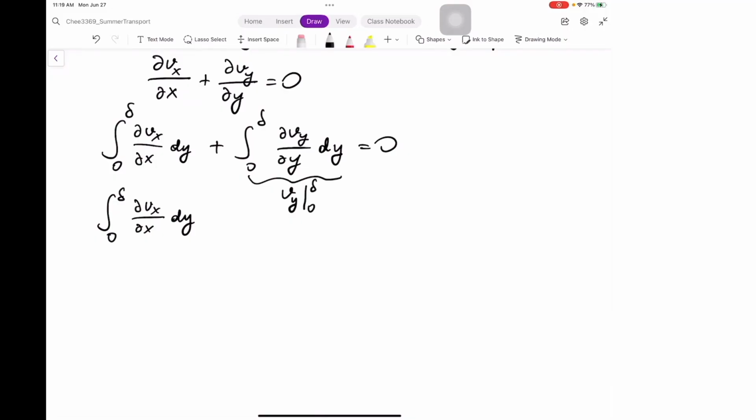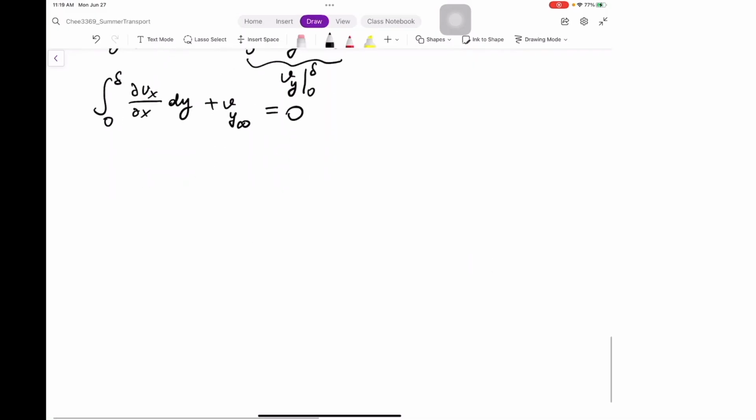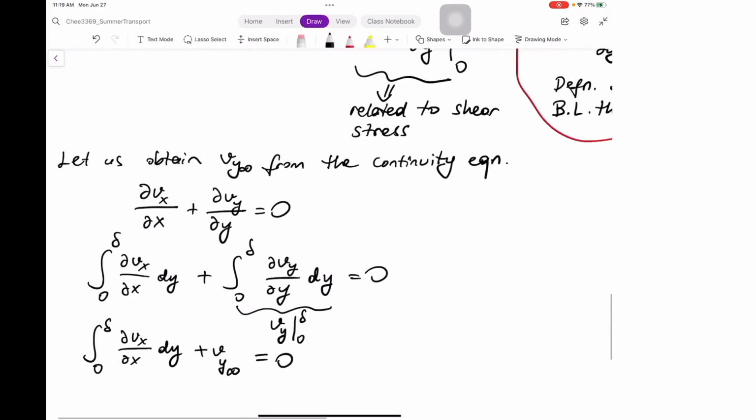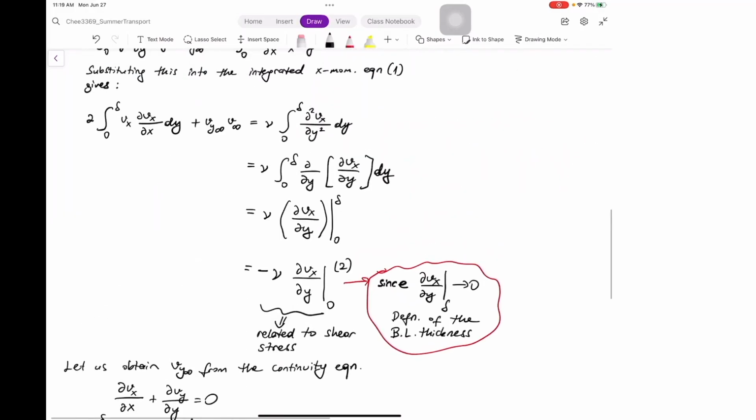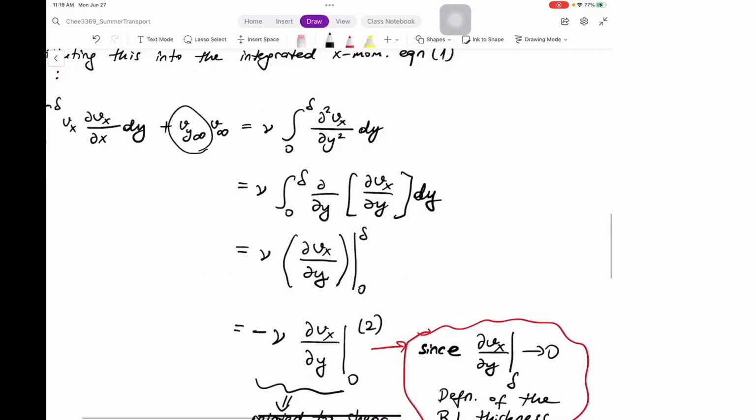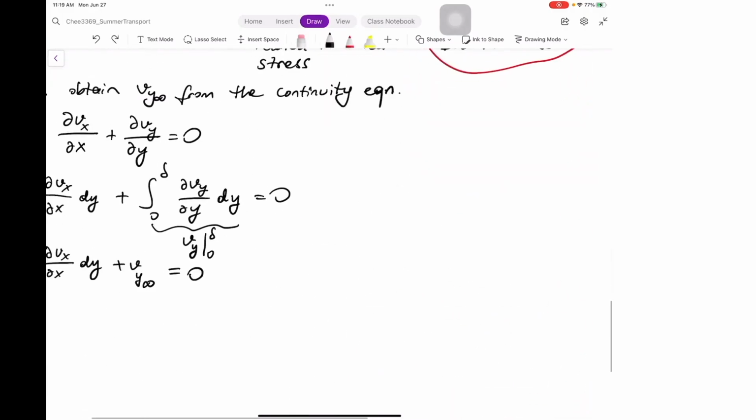So you basically get Vy infinity at y is equal to delta, but Vy is going to be 0 at the surface, so it's going to be minus 0. So you don't need to write it. Is equal to 0. Okay. Now we get this Vy infinity. Let's have a look at this equation 2. So we have this Vy infinity, and let's substitute it there.